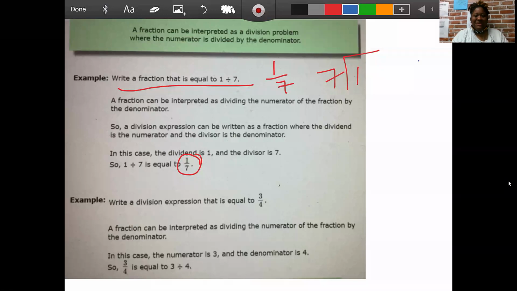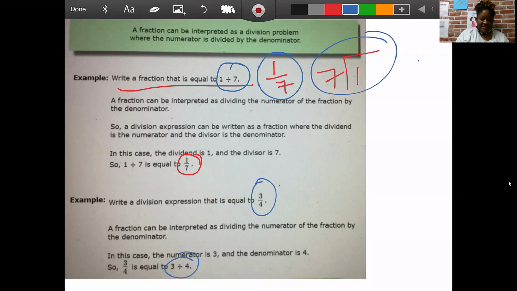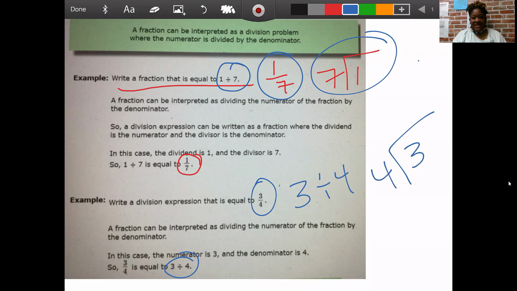I know these are like, Miss Simmons, you're wasting my time. Some people don't know this, guys. In 7th grade, the math teachers are telling us that some of the 6th graders don't know this. So you have to know this. Put it somewhere in your brain where you're not going to forget it. Whenever you see a fraction, that's division, okay? So 1/7 is the same as 1 divided by 7. 3/4 is the same as 3 divided by 4, okay? So take a picture, write this down, and I'm going to keep it pushing, okay?